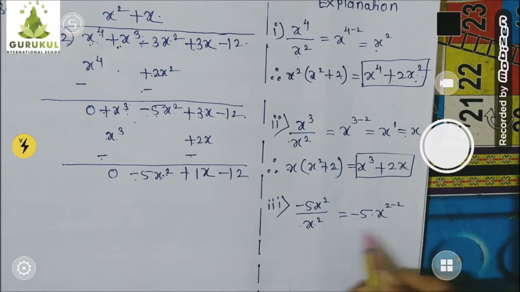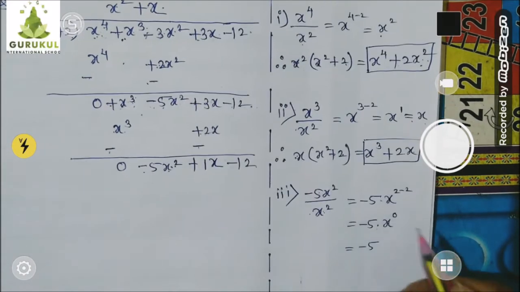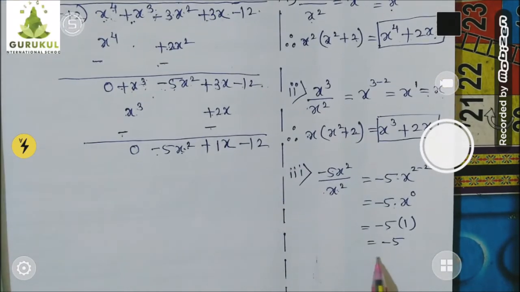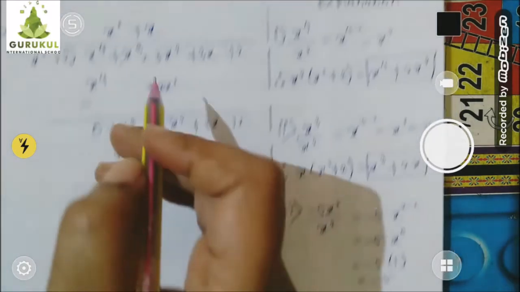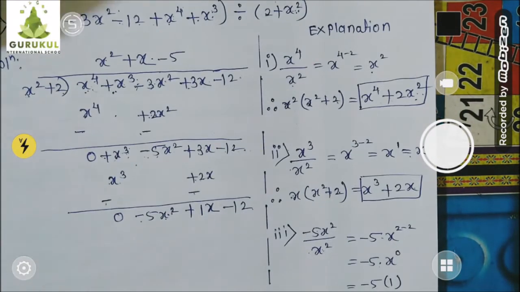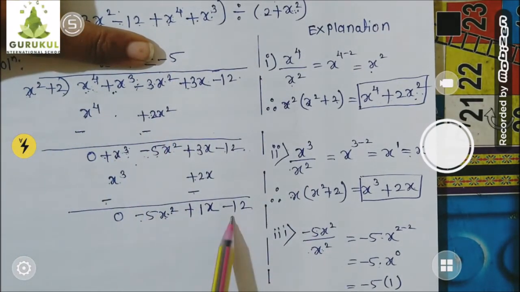2 minus 2. That is minus 5 dot, dot means multiplication, x raised to 2 minus 2, 0. But children, everyone knows x raised to 0 is always 1. Law of indices: a raised to 0 is 1. Same way, so finally minus 5 into 1 is minus 5. Now this I will write down as the quotient over here. And then multiply minus 5 into this and write the product over here.